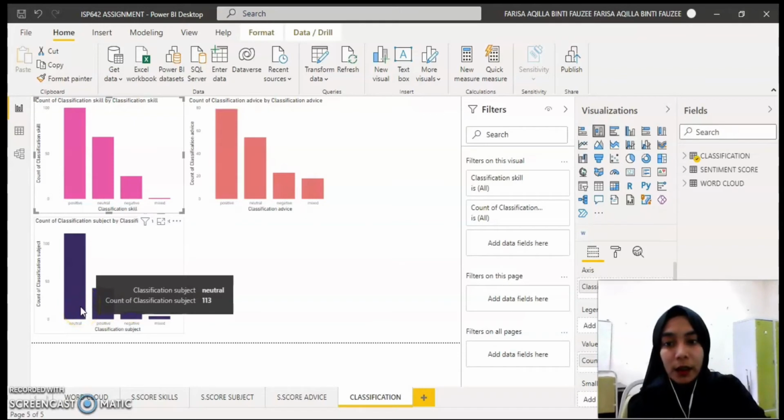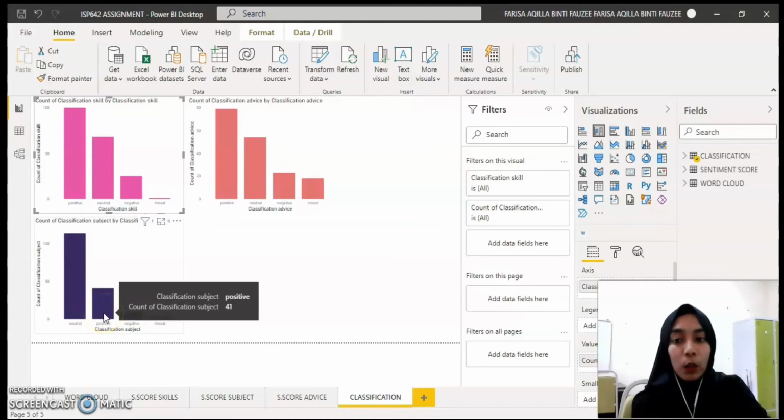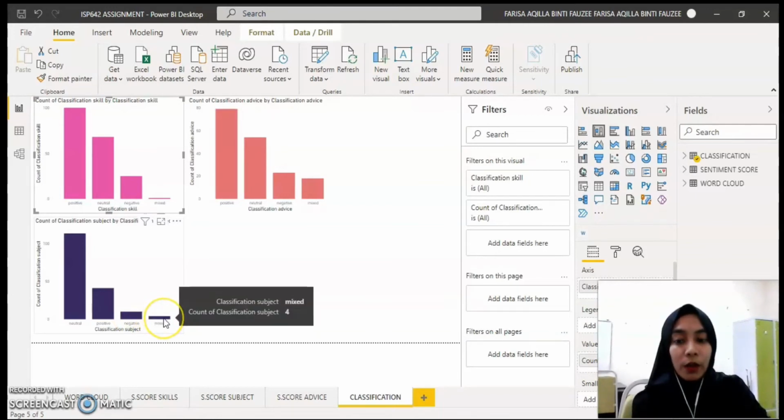The last aspect for this classification is subject. So the highest classification is neutral with the count number of 113. The second one is positive with the count number of 41. The third one is negative with the count number of 10. And the last one is mixed with the count number of 4.